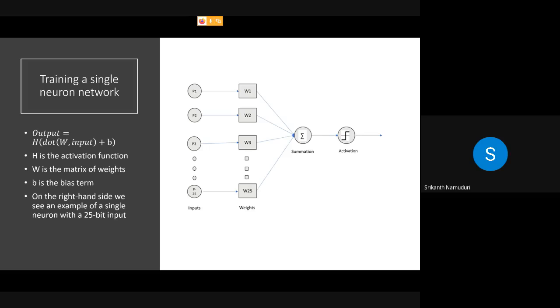The overall process of computation in this neuron can be summarized with this equation: activation function of the dot product of the weights and input plus bias. The weights and bias are both parameters that are learned by the network. And of course, in this equation, W is a matrix. The input is also seen as a matrix or an array.